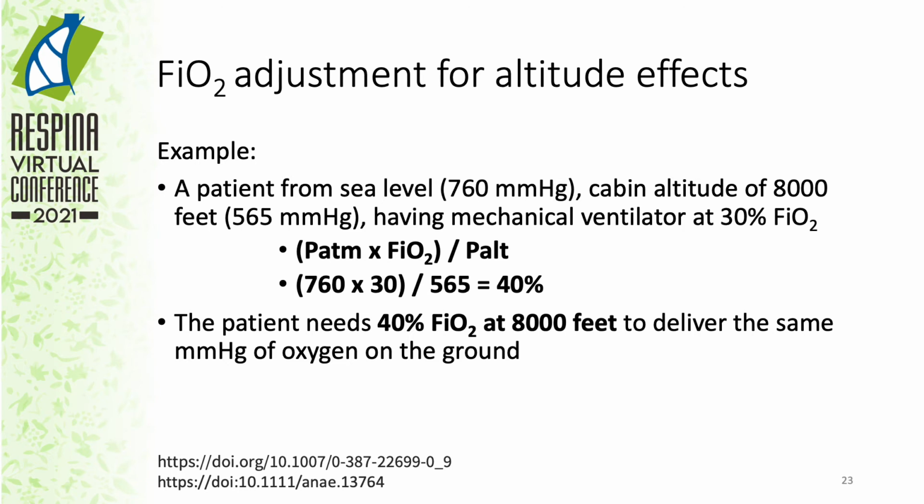The question is, if you give 30% FiO2 on the ground, how much FiO2 should you give in the air during the flight? Since there is a different atmospheric pressure, where it is 760 millimeters of mercury on the ground and 565 millimeters of mercury in the air, with this formula you need to administer 40% FiO2 at 8,000 feet for your patient to receive the same millimeters of mercury of oxygen as on the ground.